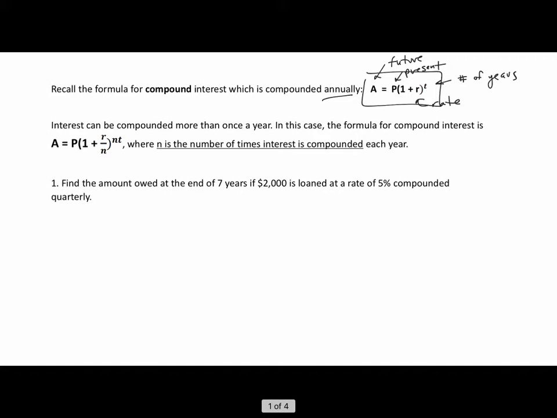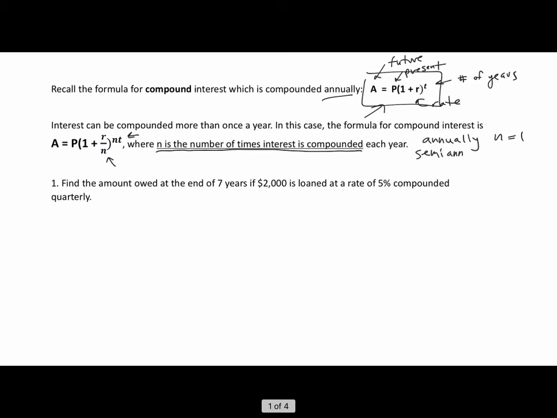So interest can be compounded more than once a year. In this case, the formula for compound interest is very similar. What's different is the rate is divided by n, and the number of years is multiplied by n. So those are the two differences, and n is the number of times the interest is compounded each year. So if we have annually, we really don't need to use that formula. We can use the other one, but n equals 1, and you'll see how that is exactly equal to this formula as well if n is 1.